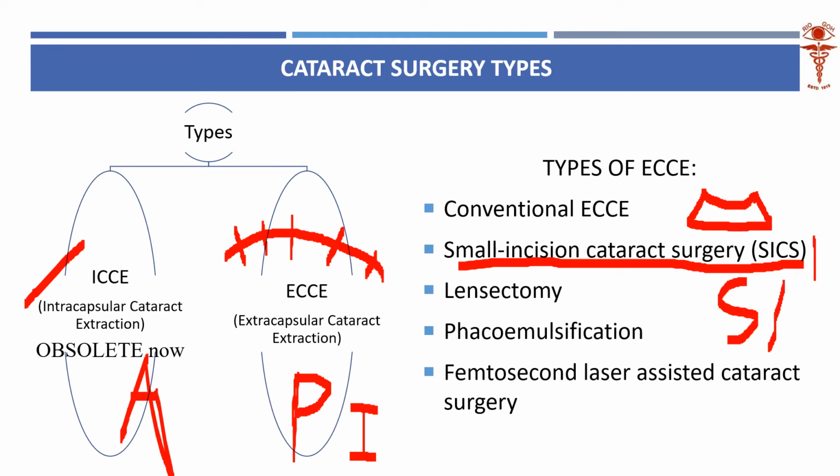Suture-less cataract surgery is SICS. It has that much avoidance of suture-related complications, so it is a very commonly used surgery nowadays. Next important surgery is phacoemulsification.